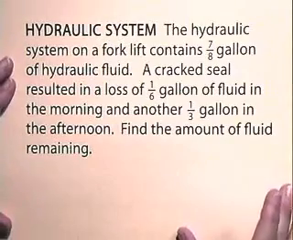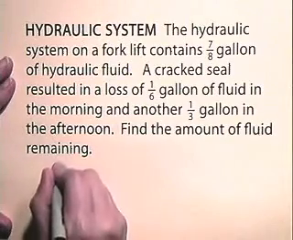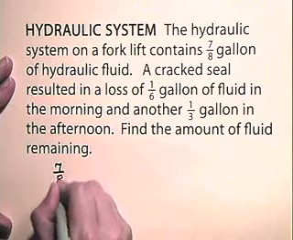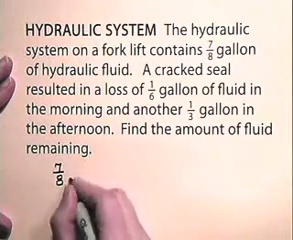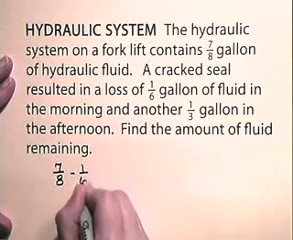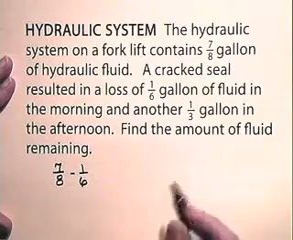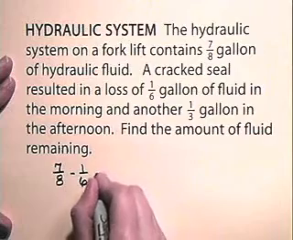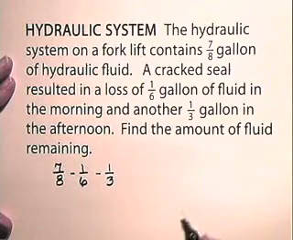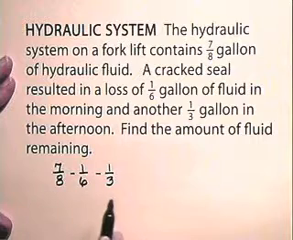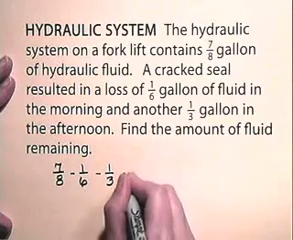We have 7/8 gallon in the beginning. We lost 1/6 of a gallon, so we subtract 1/6 of a gallon. And then we lost another 1/3 gallon, so we subtract 1/3 of a gallon. To subtract these fractions, we will need to get a common denominator. The least common denominator here is 24.